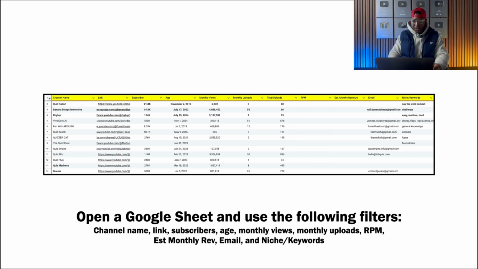Next, the RPM, we're going to leave blank because we don't know until we actually reach out to the seller how much money they're making per 1,000 views. Your estimated monthly revenue is also going to be blank because we won't know this until we actually speak with the seller of the channel.